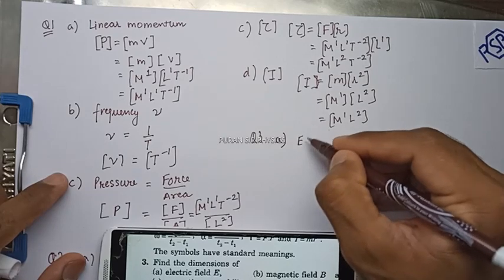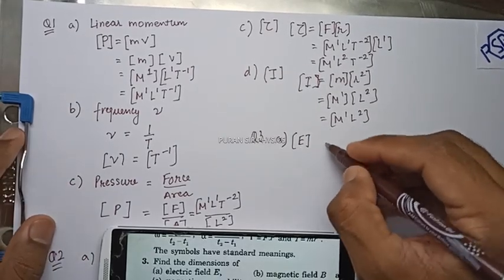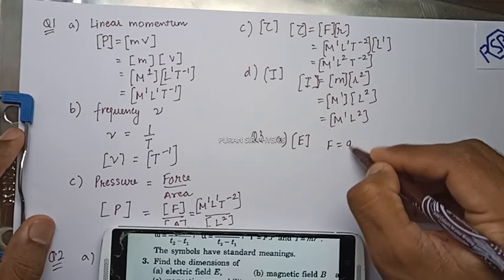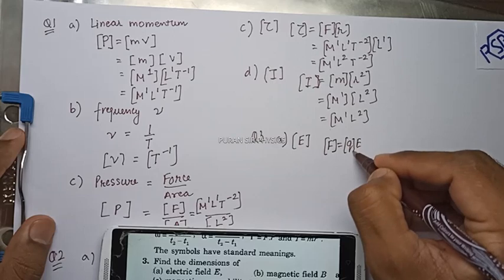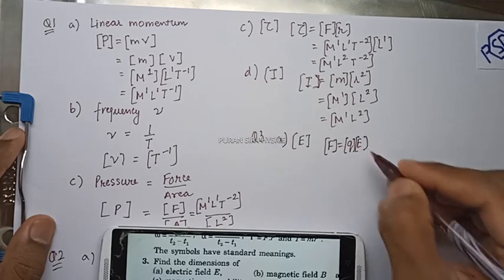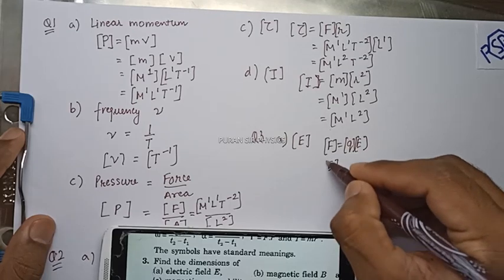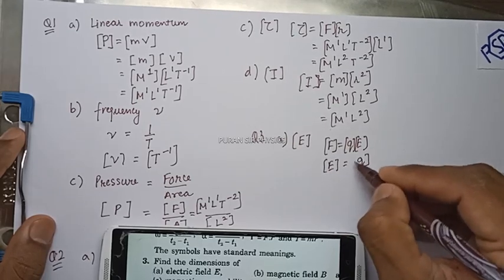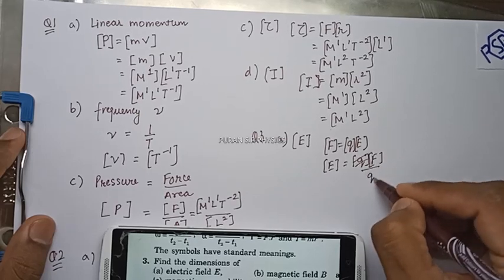First part, that is to find the dimension of electric field. So the formula for electric field is also given, that is F is equals to Q times E. So the dimension of force will be the product of the dimension of charge and electric field, and from here we can say dimension of electric field will be dimension of force upon dimension of charge.